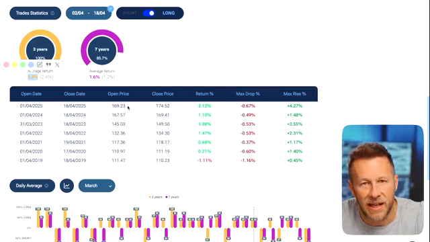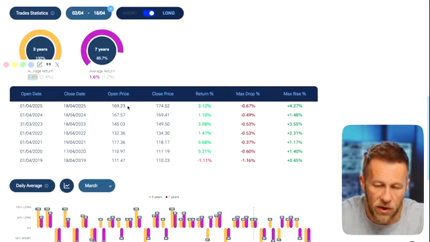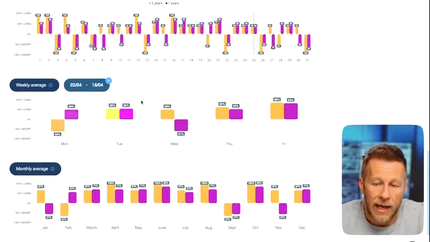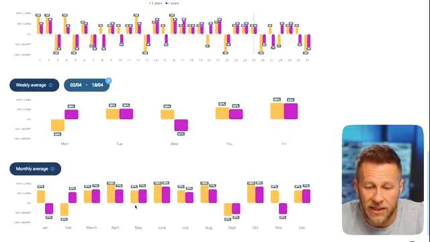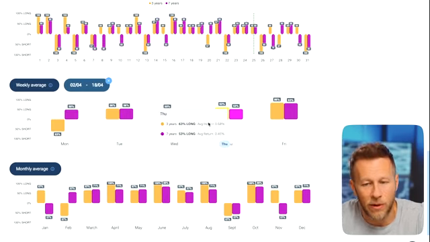So there's no lying. So it gives you confidence that it's there, right? It's happened, it's working. The edge is in your favor. So if you scroll down, you can start to even drill down and see what the most profitable months are, weeks are, days of weeks are, right?